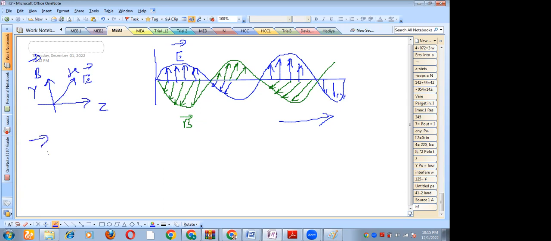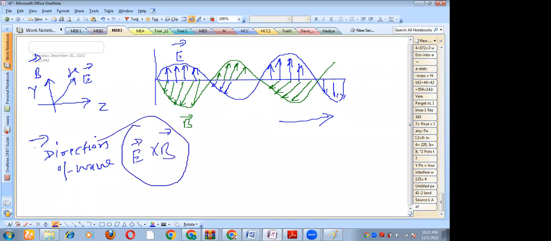So basically the direction of wave, this is very important. Direction of wave is given by E cross B. Here you can see what is the direction of electric field. X means i, and B is along the y-axis. So i cross j gives k. It means here the wave is propagating along the z-axis, but electric field and magnetic field are perpendicular to each other.